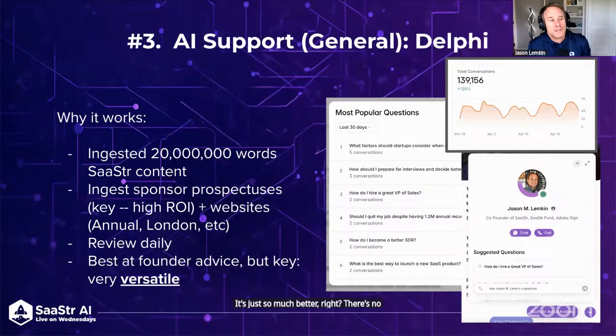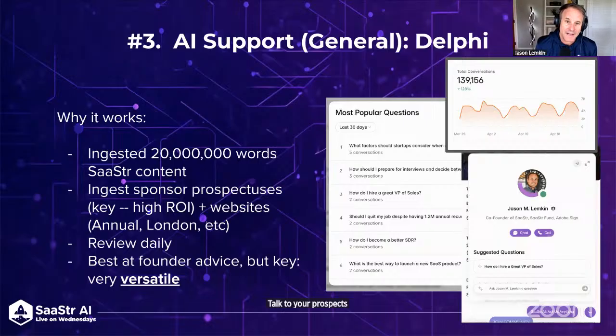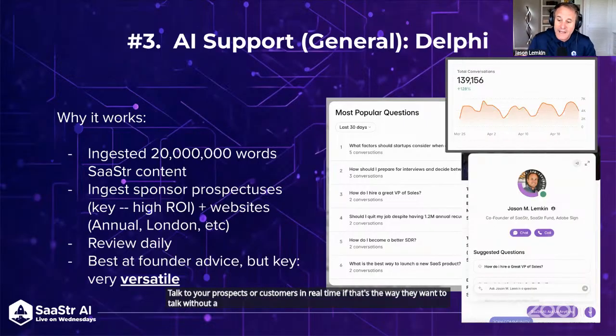There's no excuse to not have a super well-trained AI talk to your prospects or customers in real time if that's the way they want to talk without a human. So if nothing else, pick a general tool and run with it is the meta learning.